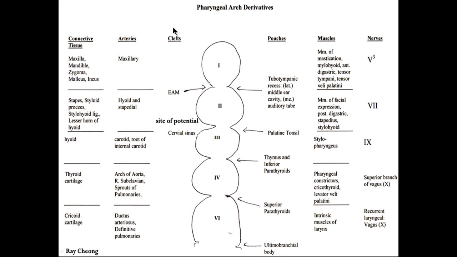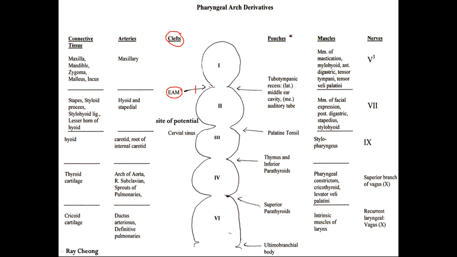Remember what I said about the clefts? The key cleft here is cleft 1 for the external auditory meatus. Let's get some color going here, because we can. Alright. Let's look at the clefts on this side. Like I said, the only cleft we really care about is cleft 1. This is cleft 1, and that's the external auditory meatus.